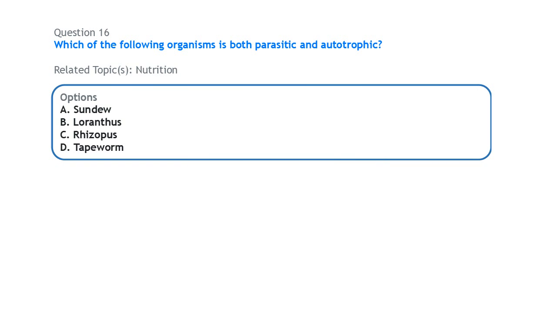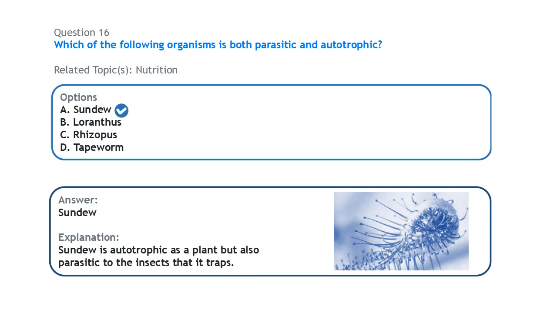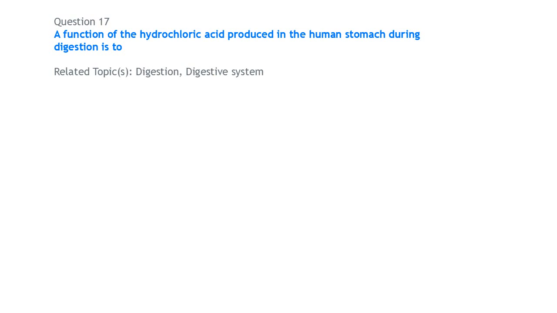Next, on nutrition, which of the following organisms is both parasitic and autotrophic? The sundew is a carnivorous plant. It feeds mostly on insects, so it is parasitic to the insects, while it is also autotrophic in that it is a plant and can photosynthesize, it can manufacture its own food. That is autotrophism. So the sundew is parasitic to insects and autotrophic in its mode of nutrition.